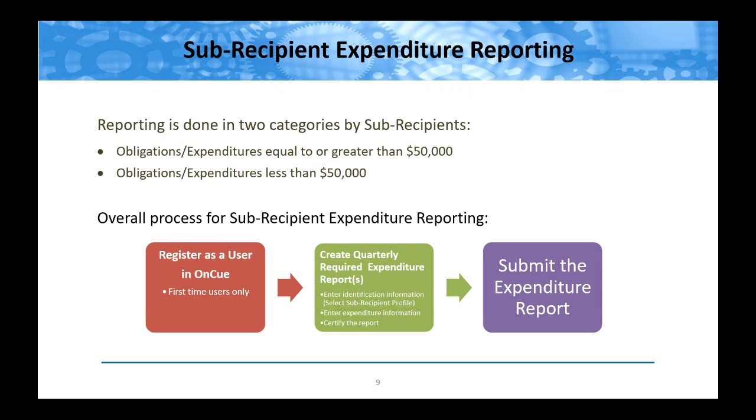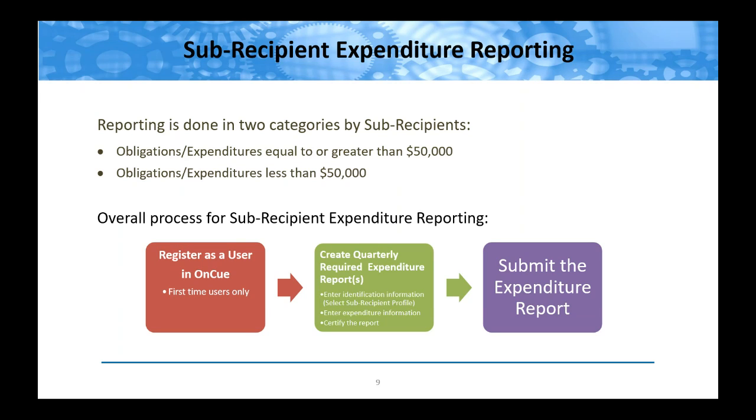And then here is a slide that shows some of the reporting that is done. It's done by 2 categories within the OnQ system: reports greater than or equal to 50,000 and reports of less than or equal to 50,000. And those are based on the obligation. So you may have received a grant or even funding greater than 50,000, and maybe you've only spent a portion of that, but you still want to report in the greater than 50,000 if your total grant or contract award was greater than 50,000.